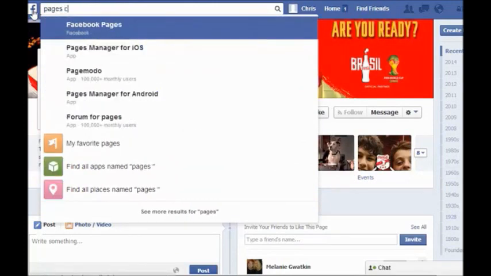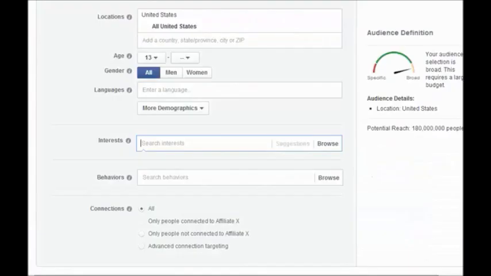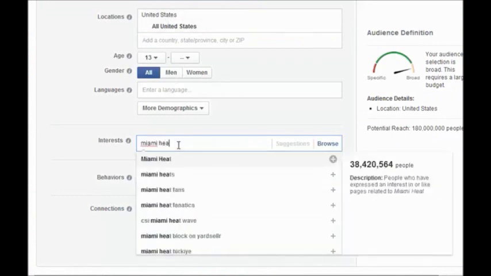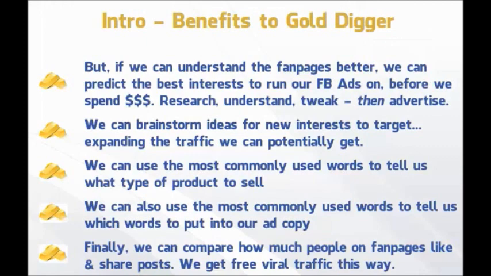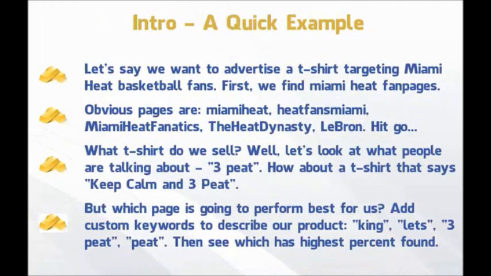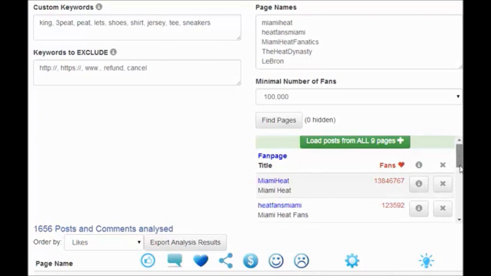I can also refine that slightly to pages called Miami Heat, or I can go over to the Facebook Ads Manager and type in Miami Heat here, and generate a list of potential pages and interests that we can target. Doing this for a few seconds brings up an obvious list of a handful of different fan pages. Then we go over to Goal Digger and enter that list of fan pages in the page names box, and it brings up results that look like this.